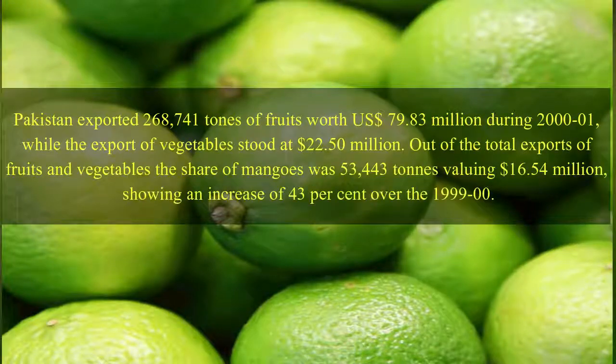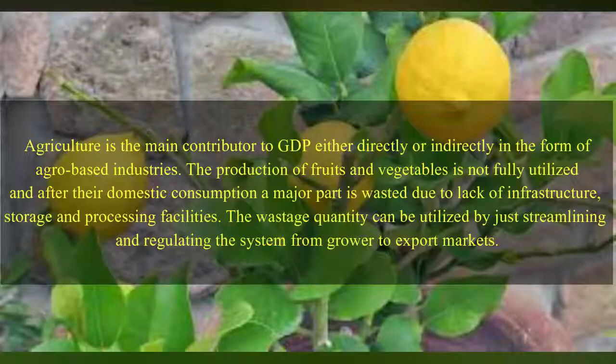Pakistan exported 268,741 tons of fruits worth $79.83 million during 2000-01, while the export of vegetables stood at $22.50 million. Out of the total exports of fruits and vegetables, the share of mangoes was 53,443 tons, valuing $16.54 million, showing an increase of 43% over 1999-00. Agriculture is the main contributor to GDP, either directly or indirectly in the form of agro-based industries.